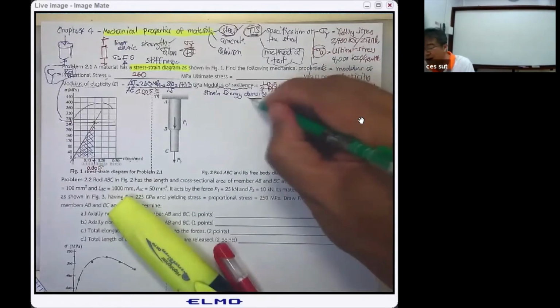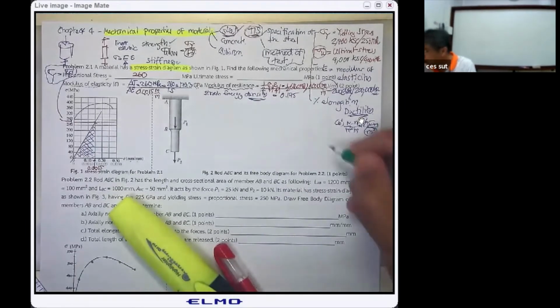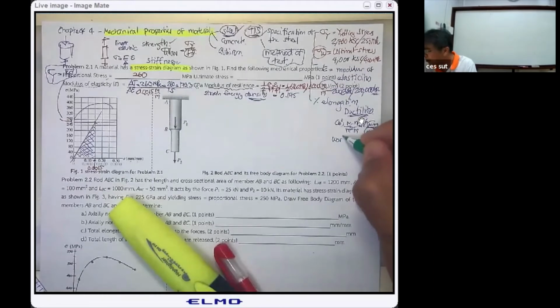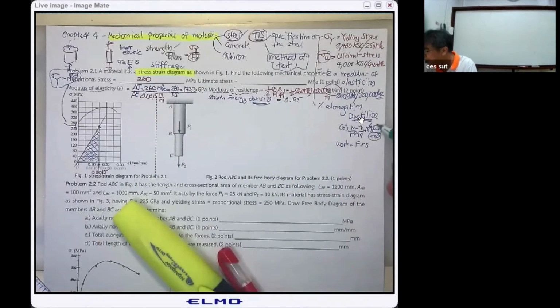That specifies the density. And anything about Newton meter, you know it's work. Work is going to be the force times the distance, and the force is Newton. The distance is meter.